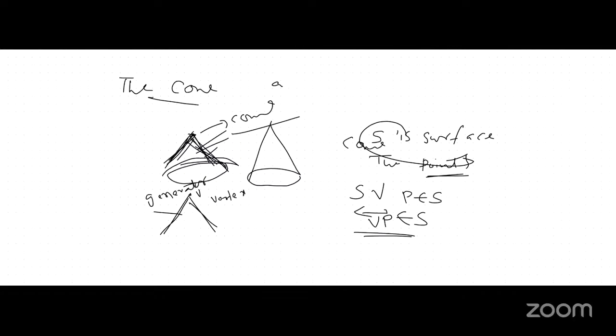So generally, what is the equation of the cone? It is ax square plus 2hxy plus by square plus 2gx plus 2fy plus c equal to 0. This is the standard form, and this is one curve.